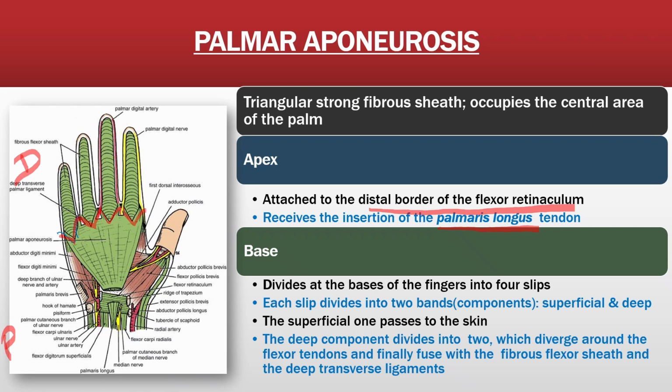Each slip will divide into 2 bands, the superficial and the deep band. The superficial one passes to the skin and the deep one is present around the flexor tendon.